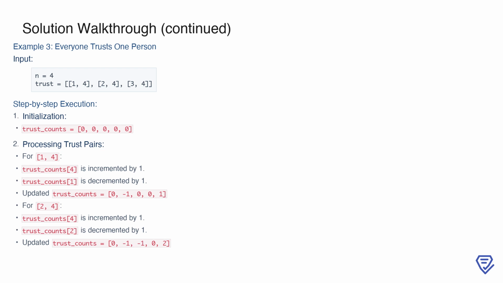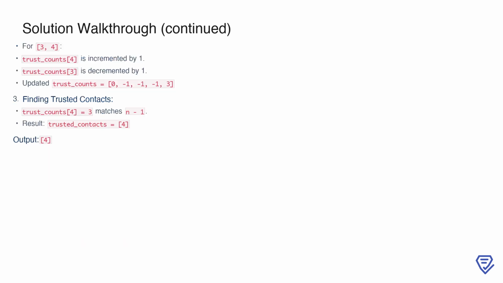For the pair [2, 4], person 2 trusts person 4, so we increment trust_counts[4] by 1 and decrement trust_counts[2] by 1. The array now becomes 0, -1, -1, 0, 2. Finally, we process the last pair [3, 4]. Person 3 trusts person 4, so we increment trust_counts[4] by 1 and decrement trust_counts[3] by 1. This gives us the final trust_counts array 0, -1, -1, -1, 3.